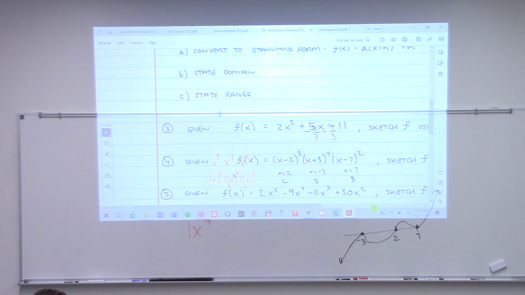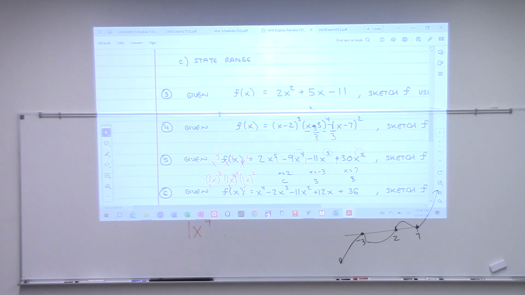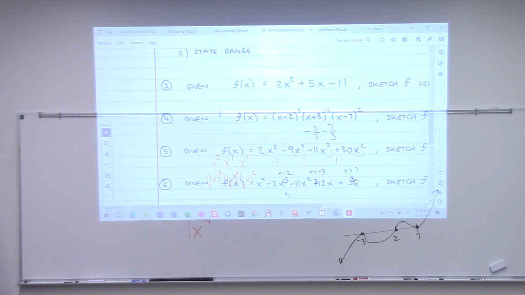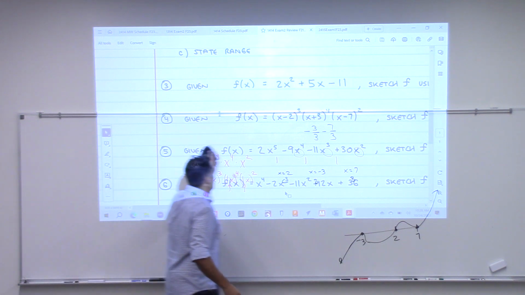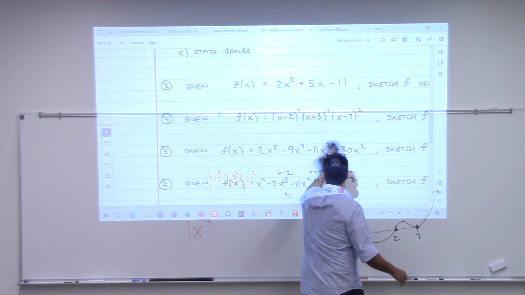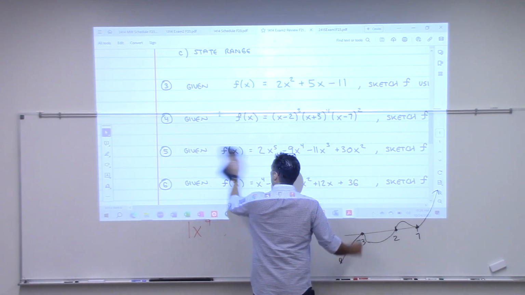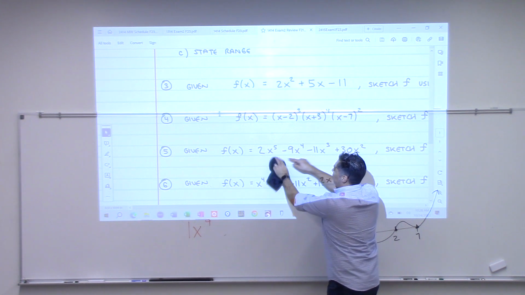So number 4, the easy part of number 4 is you can tell me the x-intercepts and the bounce and cross just by looking at it. The harder part of number 4 is that you have to think a little bit about the end behavior. You have to kind of analyze what's going on. Number 5, on the other hand, is the reverse. On number 5, you can tell me the end behavior right away because you know the degree and you know the leading coefficient.